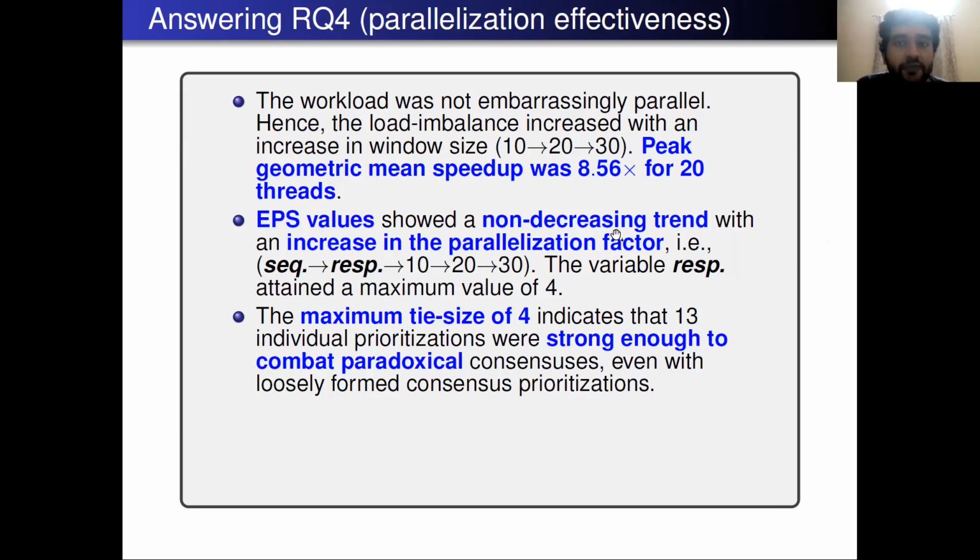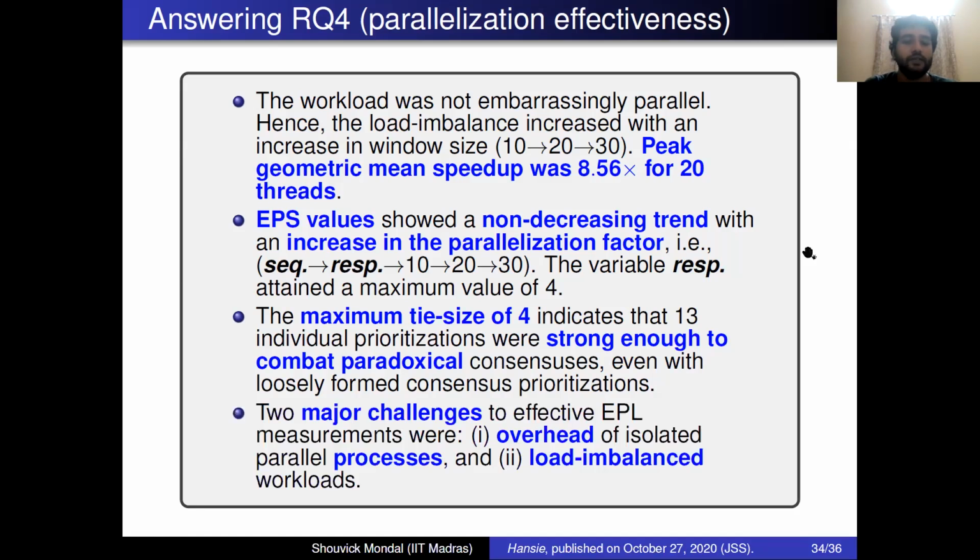This maximum tie size of 4 also says that 13 individual prioritizations were strong enough to combat paradoxical consensuses. An example of such a paradox would be when the number of people preferring a certain test case to be executed before the other is equal to the number of people dispreferring it. The major challenges to this effectiveness calculation for EPL are the overhead of isolated parallel processes and the load imbalance of the workloads.